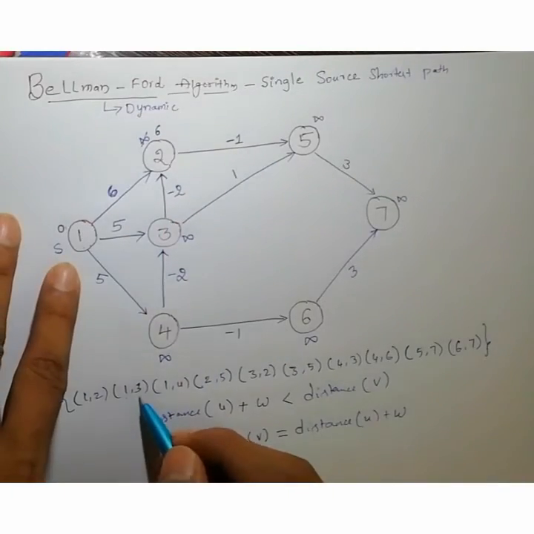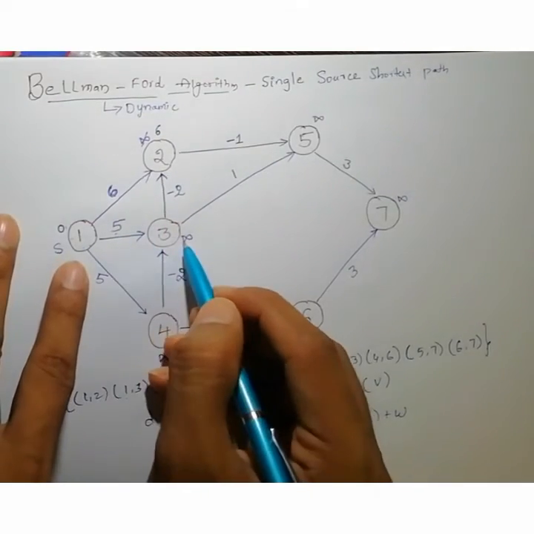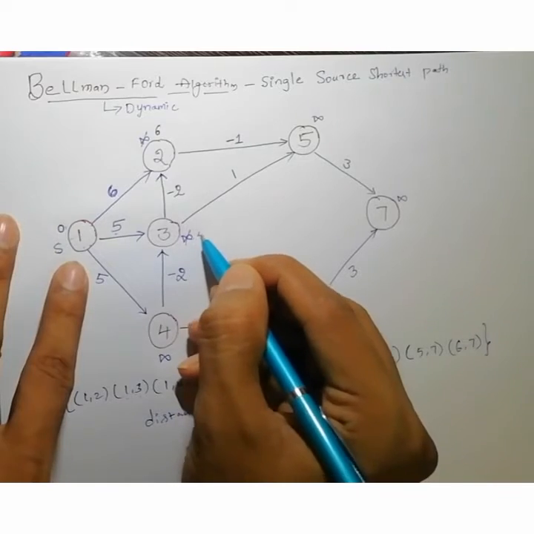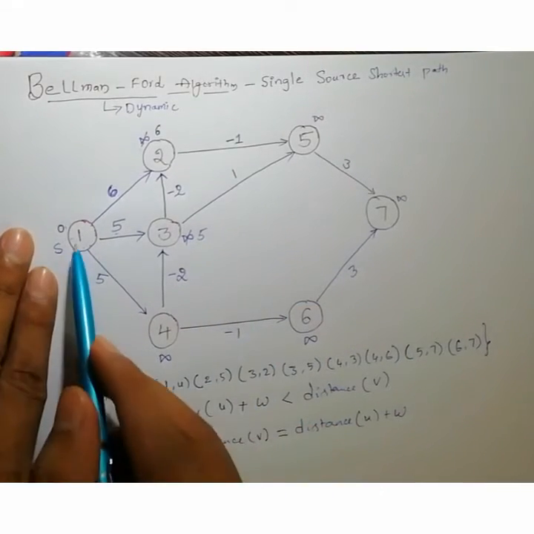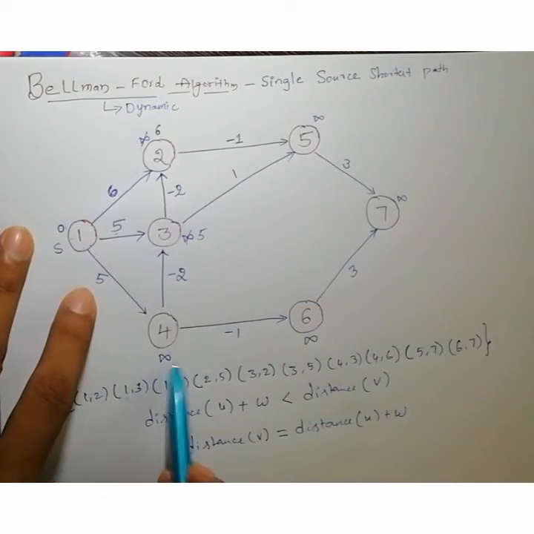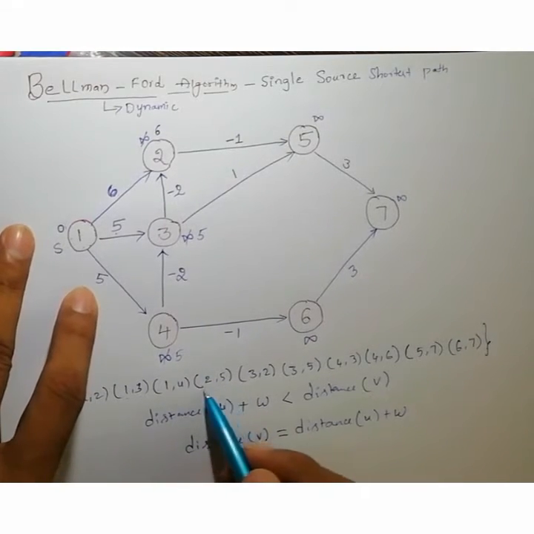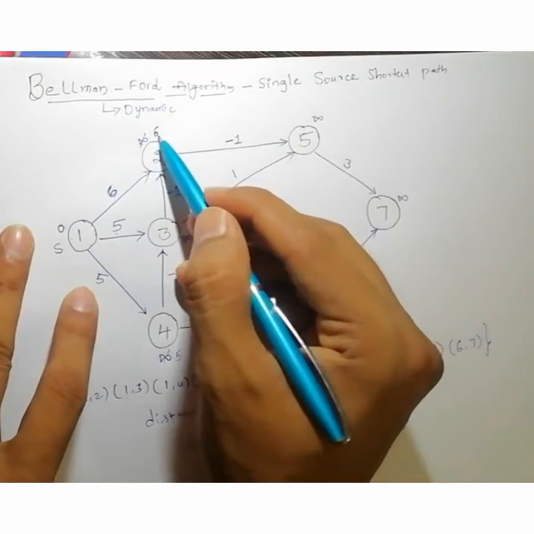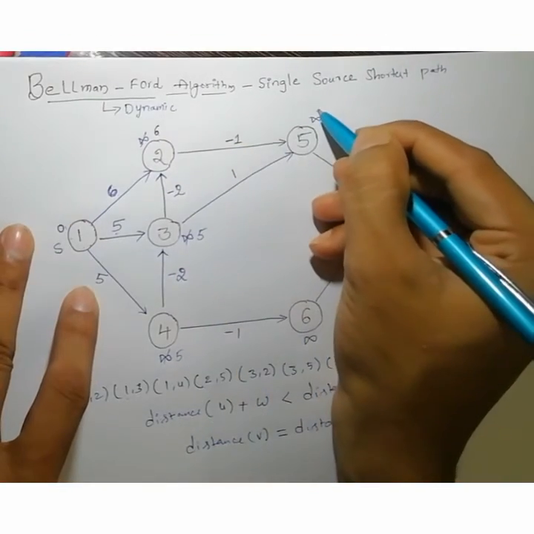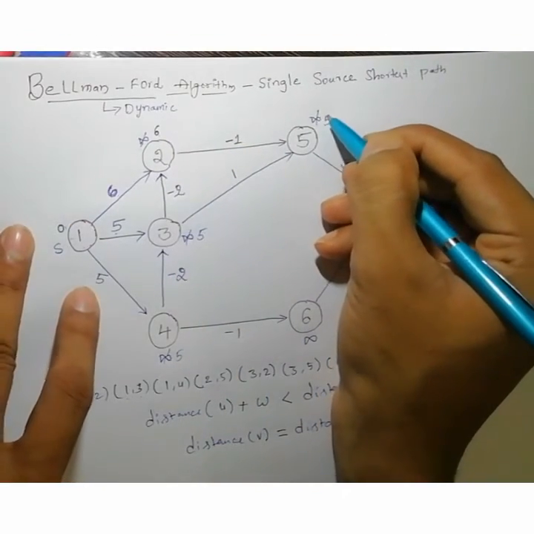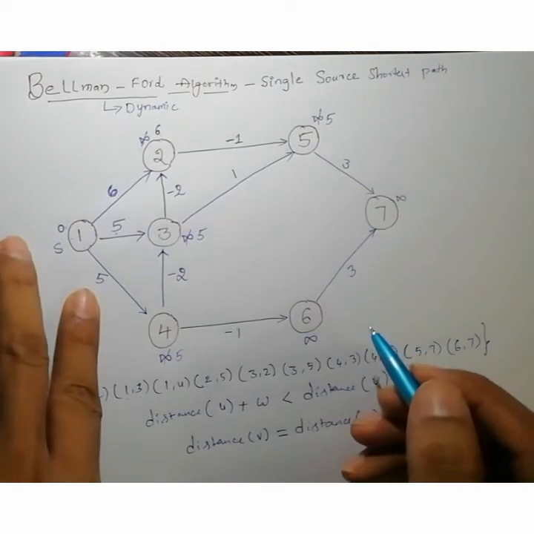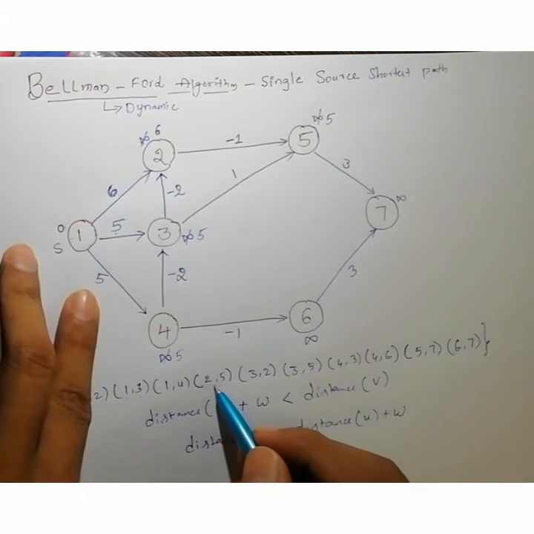Next 1 to 3. So 0 plus 5 is less than infinity. Yes, if it is yes, it is updated by 5. Next 0 plus 5 is less than infinity. Yes, then updated by 5. Next edge I have to check 2 to 5. So 6 minus 1, that is 5, is less than infinity. Yes, so update it by 5. Next 2 to 5 is over.